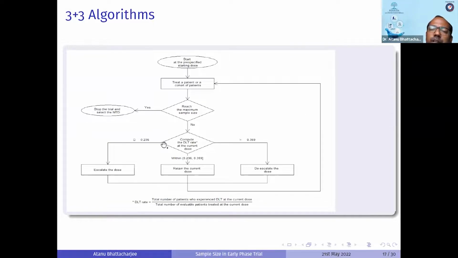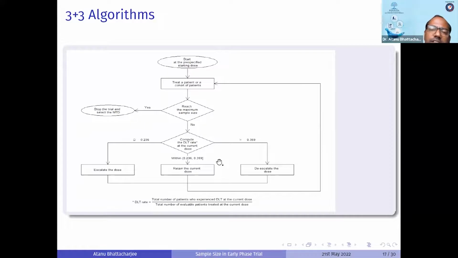So if you compute the DLT rate at the current dose and it is more than 35%, de-escalate the dose. This dose is not going to be tolerated, so stop it and go down to the lower level. And if it is tolerable, escalate and proceed with that. It is always expected that the rate should be between 0.236 and 0.359. This is not an arbitrary value. It's not that you can decide your own. It's a standard value, and you have to follow that rule. Based on several simulation studies, these values have been established. So we have to follow this rule, and we can't change that value.